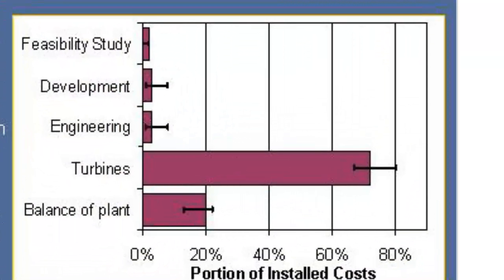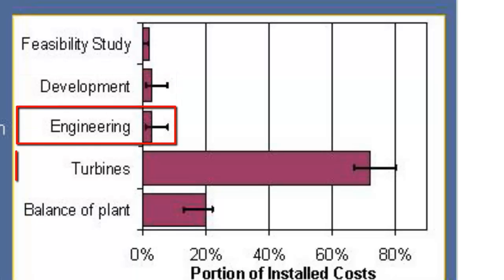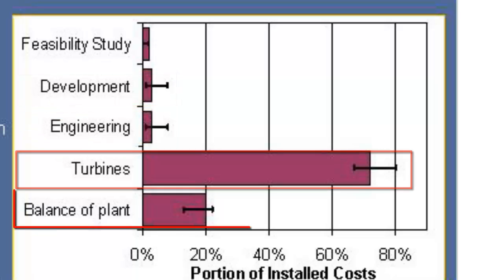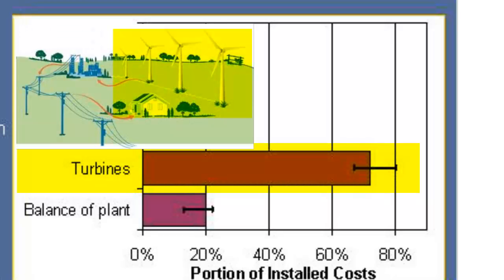The figure on this slide breaks down the costs of building a wind farm into costs for feasibility study, development, engineering, turbine purchase, and balance of plant. The length of the bar indicates the fraction of the total installed cost of the wind farm that goes into each of these 5 categories. Turbine purchase is by far the largest expense, accounting for about 70% of the installed cost of the wind farm.